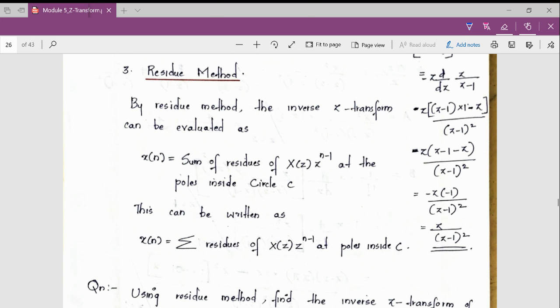Hi students, in this session we are going to discuss another method for finding the inverse Z transform. So it is the residue method. Here we are finding the inverse of the Z transform by applying residues. By the residue method, the inverse Z transform can be evaluated as x of n is equal to the sum of residues of x of z into z raised to n minus 1 at the poles inside the given circle C.